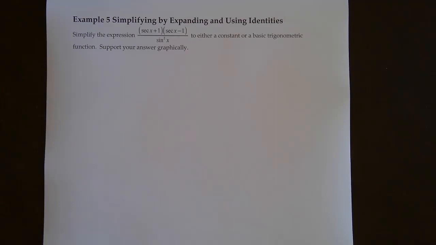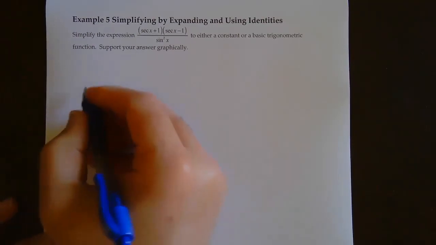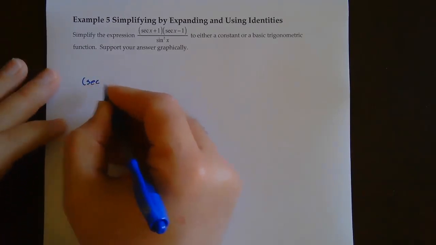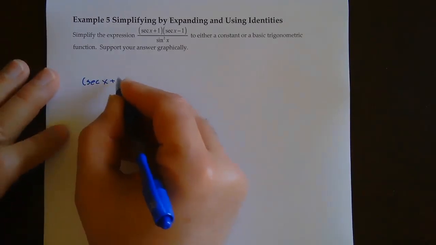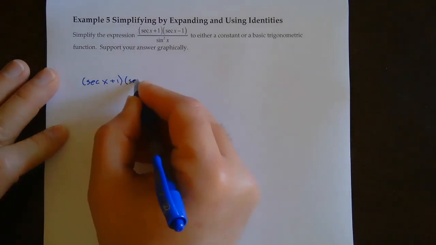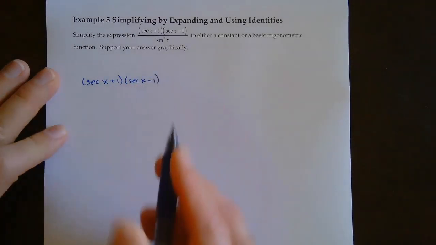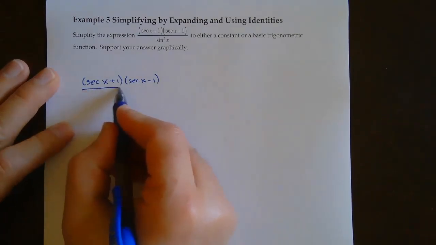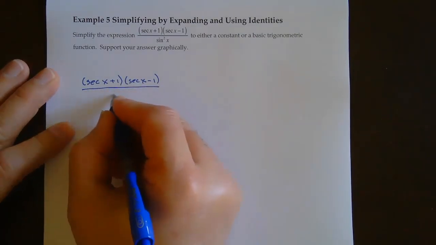Okay, so we're going to simplify this by expanding it first, okay? And expanding means multiplying it out, okay? So we want to simplify the expression secant x plus 1 times secant x minus 1 over sine squared x, okay? So we're going to start by writing that. That's what you should start with, secant x plus 1 times secant x minus 1, because you're trying to tell me what this is the same as, okay? Over sine squared x.